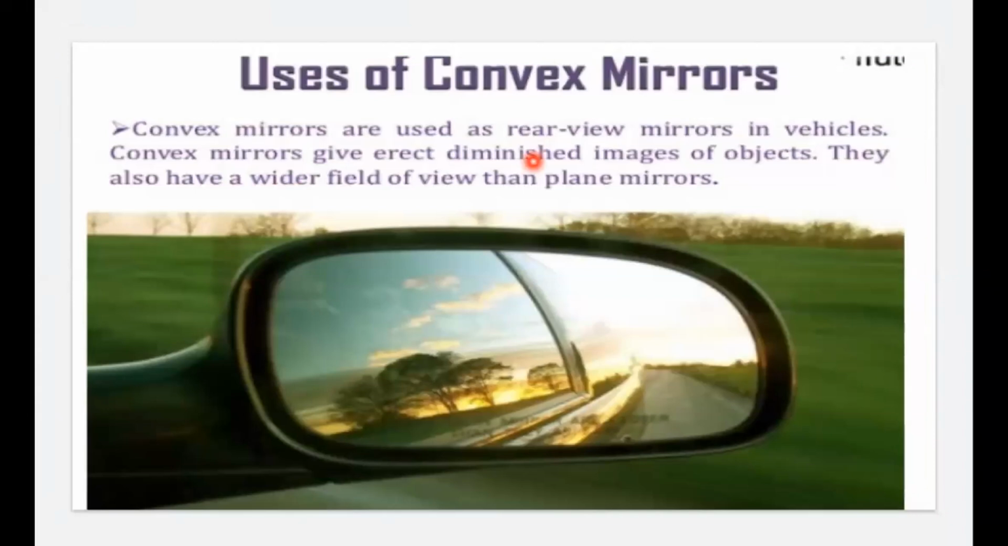Convex mirrors are used as rear view mirrors in vehicles. A convex mirror gives an erect, diminished image of objects. They also show a wider field of view than a plane mirror. So here we have taken an example of a rear view mirror. Look at this car's mirror. He can see all the things which are really far from him. So he will be able to make out which vehicle is coming, how fast it is, and where exactly it is.